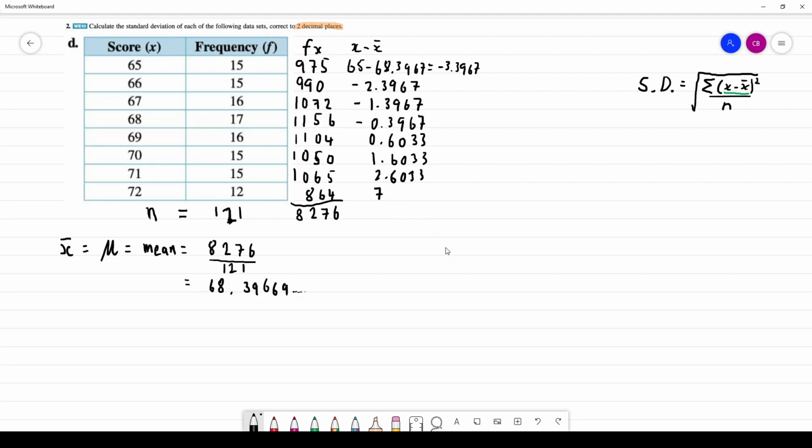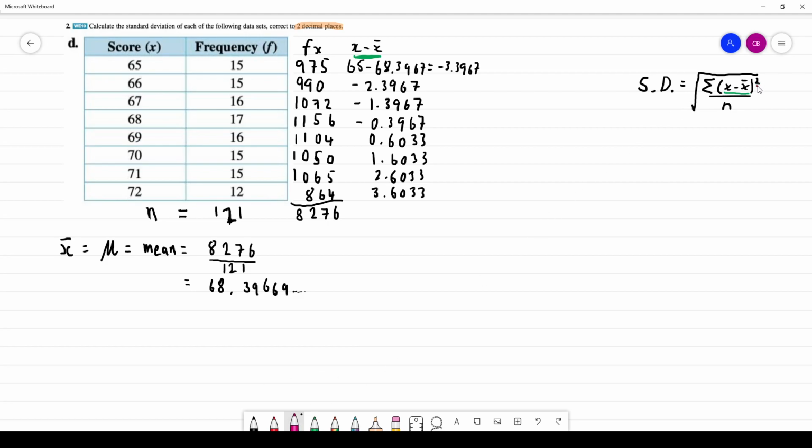Oops, not a 7. Let me go back. That'll be a 3.6033. So this column here that we just did represents the inside portion of our bracket. It's just a bunch of scores, and we're finding the difference between the score and the mean. And now we're going to square it.